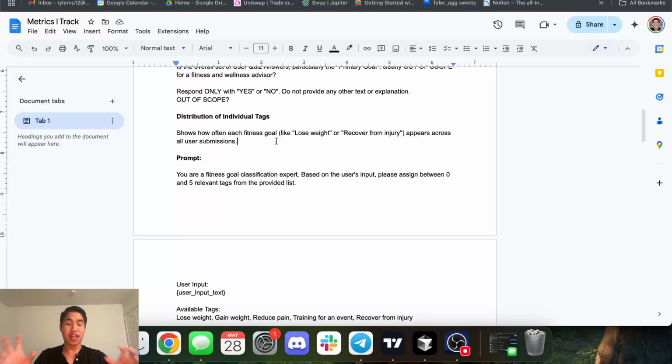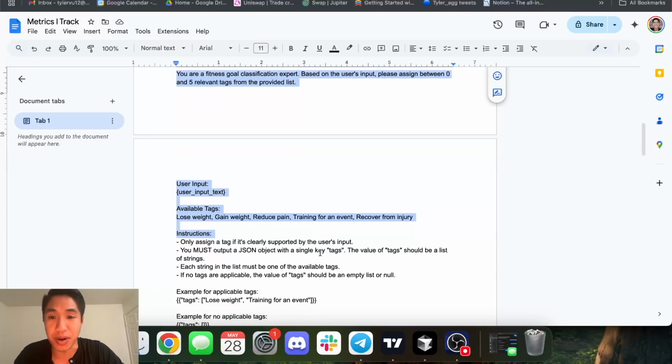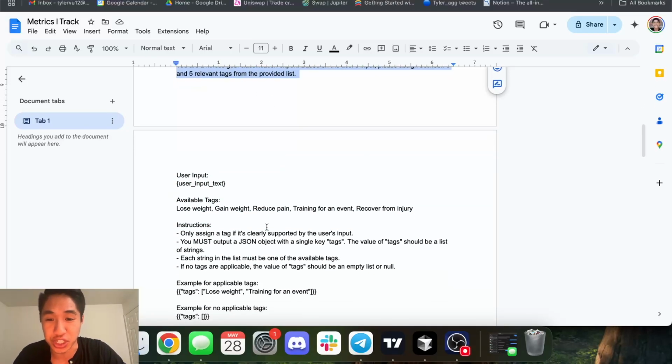The whole goal of this is that eventually something may break. We just want to figure out the root cause of it and fix it, right? And the way you do that is by providing good data and having good, well-segmented data. So when things go wrong, you know what the root cause is, right? To identify individual tags, I just use this prompt right here. So, you're a fitness goal classification expert. You guys can read this. It's pretty straightforward, and screenshot this yourself.